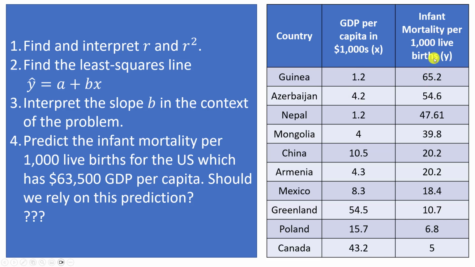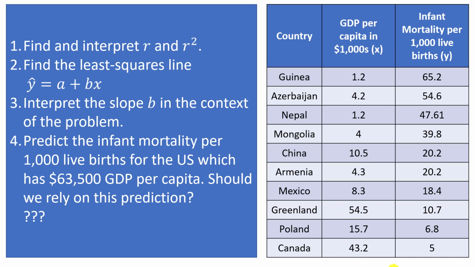Now this one is a little bit trickier because the X variable is in thousands of dollars, meaning that these numbers aren't necessarily just 4.2. This is like $4.2 thousand or $4,200, or this isn't 54.5, this is $54,500, right? To find the actual value, you'd have to multiply each of these by 1,000.